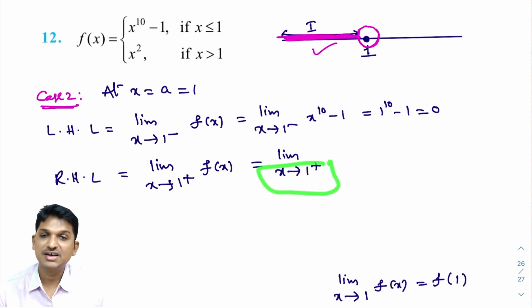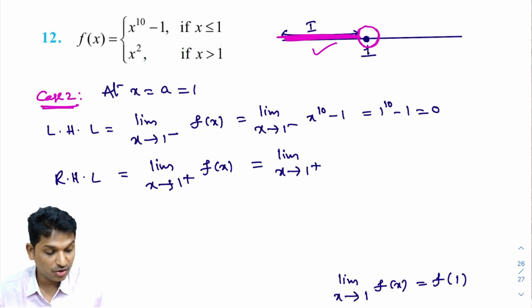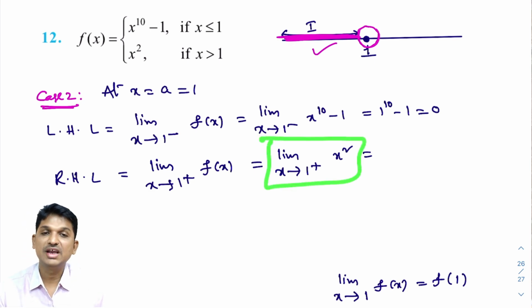All x values are greater than 1. When x values are greater than 1, which function to choose? This function, which is x square. Now I need to calculate the limit of this. How to calculate the limit of this?